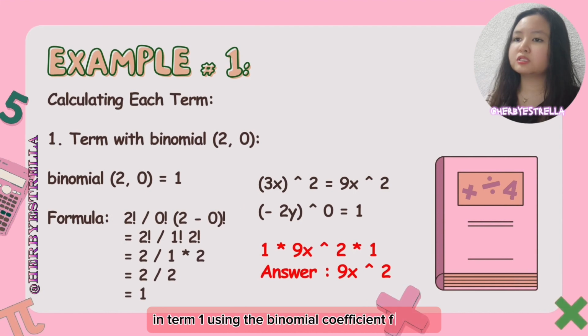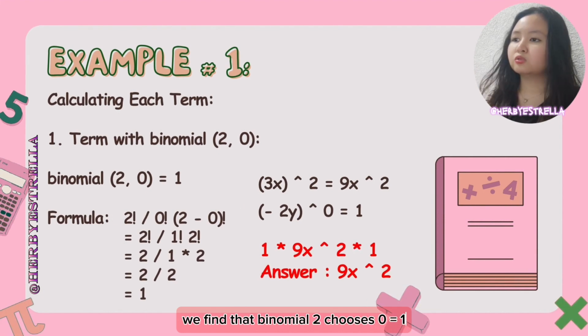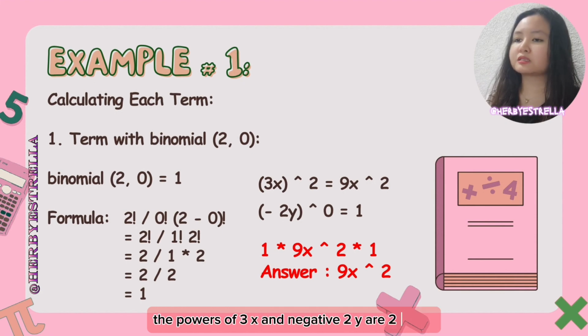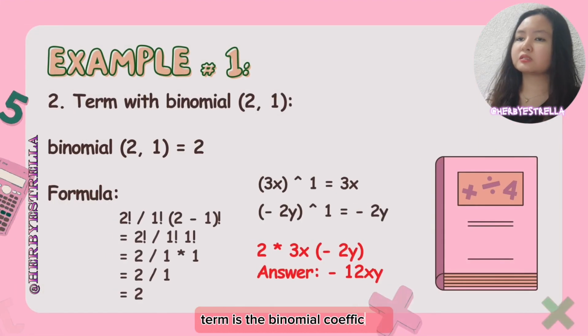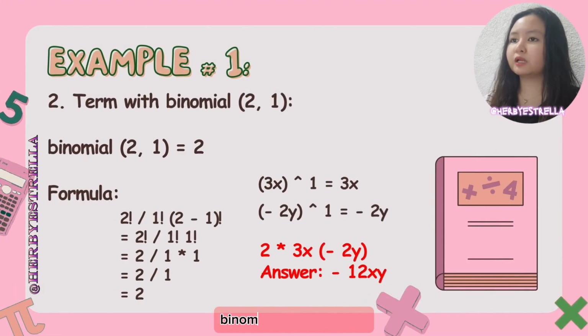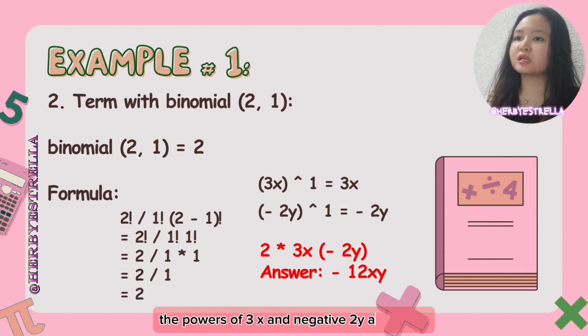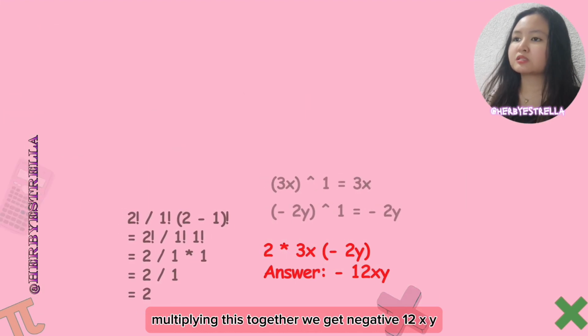In term 1, using the binomial coefficient formula, we find that C(2, 0) equals 1. The powers of 3x and -2y are 2 and 0 respectively. Multiplying these together, we get 9x^2. Term 2, the binomial coefficient C(2, 1) equals 2. The powers of 3x and -2y are 1 each. Multiplying these together, we get -12xy.